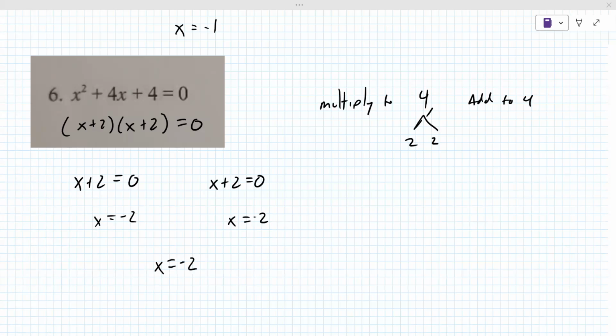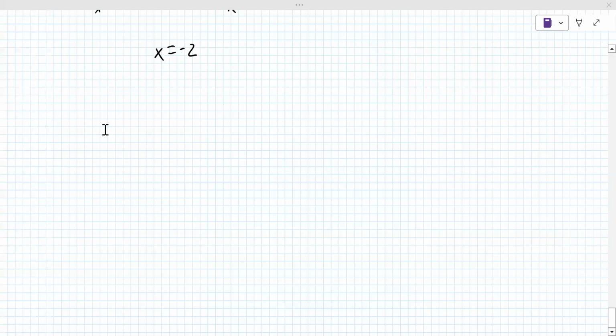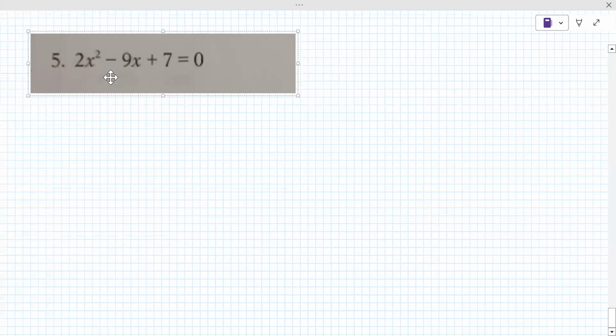Mm-hmm. Okay, good. All right, so number 5 and number 7 are another type of factoring that you'll need. I call it grouping. Let me grab 5 here. These are more involved. So this is in standard form. Descending order, got 0 on the right, check, all good here. Now in the previous problems, there was no coefficient in front of x squared, but this time there is.